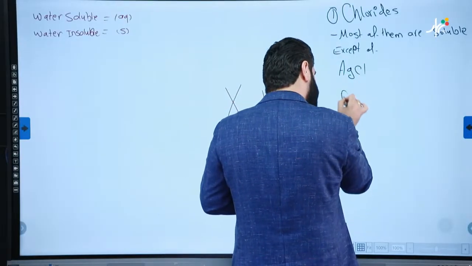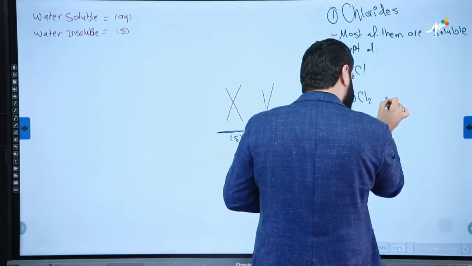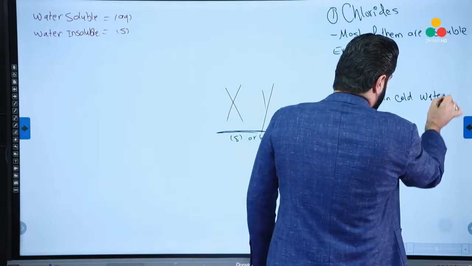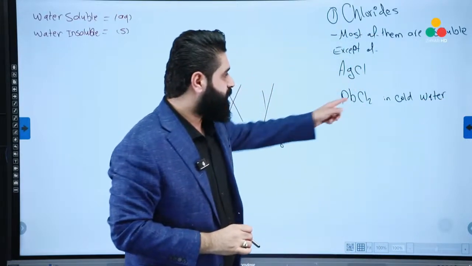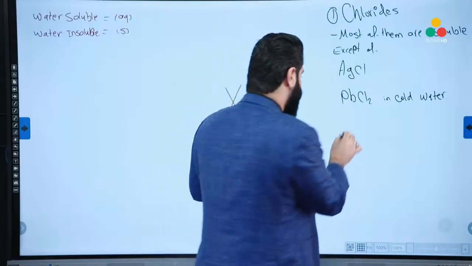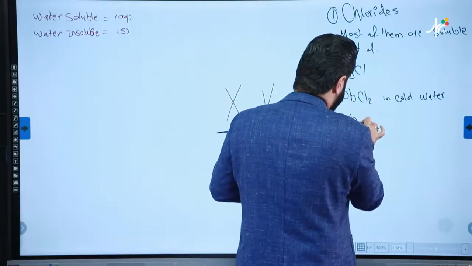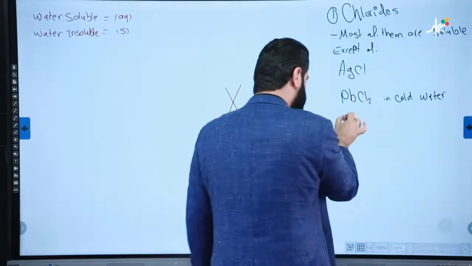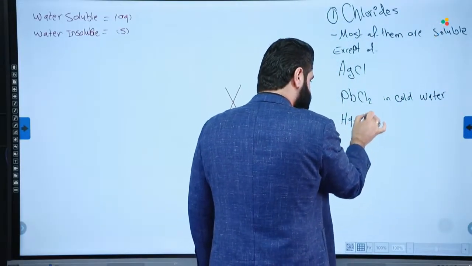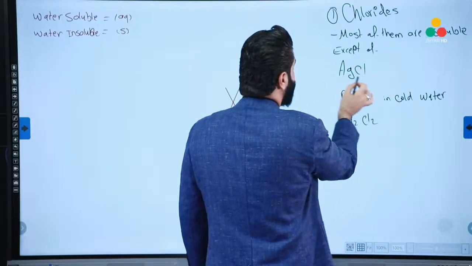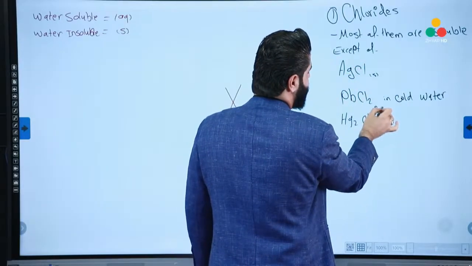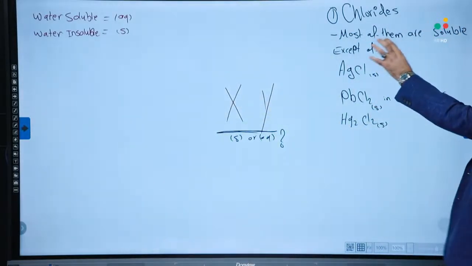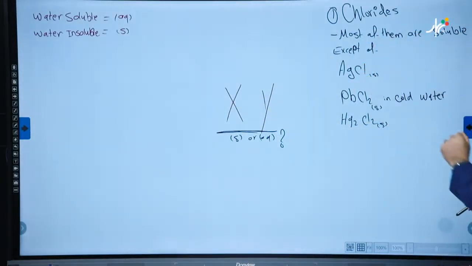Like the first one, AgCl, the second one, PbCl2 in cold water. Mister, what if the water is hot? It will become soluble, aqueous. And the third one, Hg2Cl2. Okay, these are solid compounds, water insoluble compounds. So chlorides, most of them are water soluble except for the following compounds.